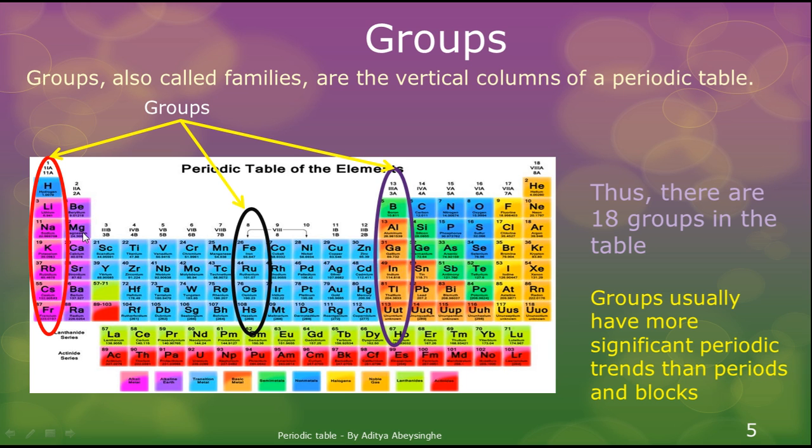Now these terms UUT, UUQ, UUP are new terms, so they have not been 100% classified. Don't pay attention to those. Just pay attention up to here, up to this Cn, the 112th element. You can see that there are various vertical lines. We call those the groups and the families. There are 18 groups in the periodic table.